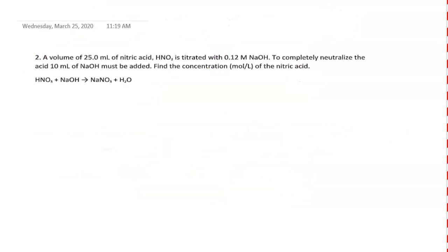For number 2, it's a slightly different problem. We're not being asked to find a molar mass here. We're told that I have 25 milliliters of nitric acid. That's going to be titrated with 0.12 molar sodium hydroxide. Now, you're going to completely neutralize the acid. All right, so to completely neutralize the acid, 10 milliliters of the sodium hydroxide must be added. They want the concentration of the acid.